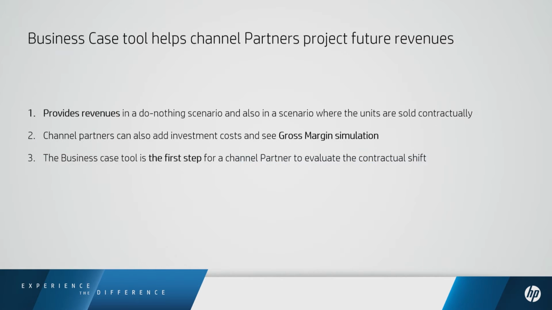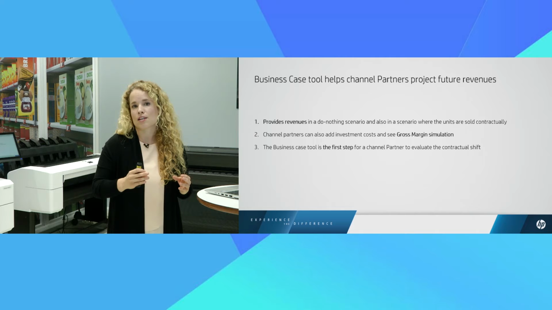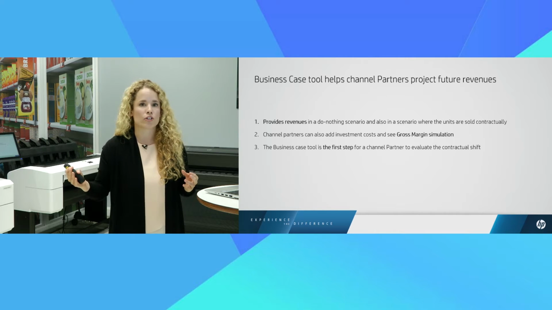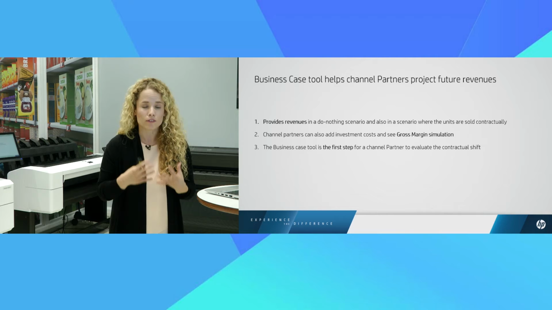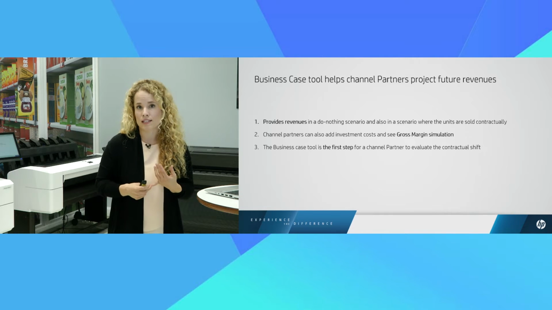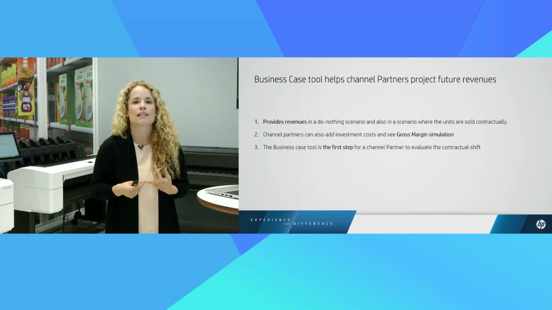So now that you can see that it plays at the very beginning, let's see more specifically what this tool does. First of all, it provides the revenues over the next 10 years for two scenarios. The first scenario is the do-nothing scenario, where the reseller can see the revenues they will be getting if they continue doing the sales transactionally, provided a series of inputs. So for instance, how many printers they expect to sell, and also the supplies and service connect rate that they expect to do.